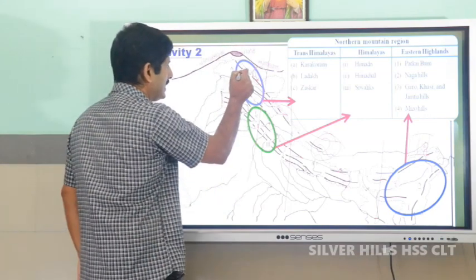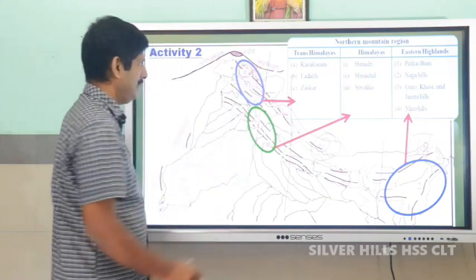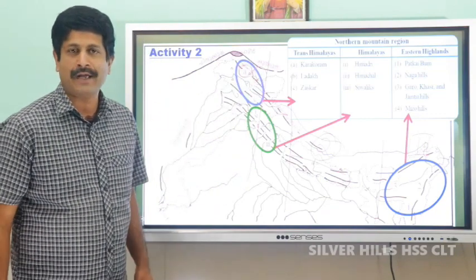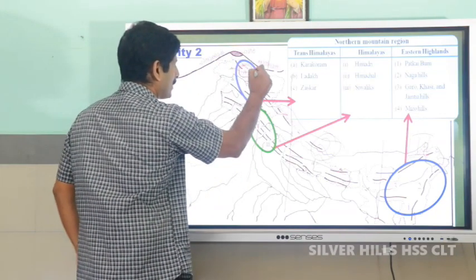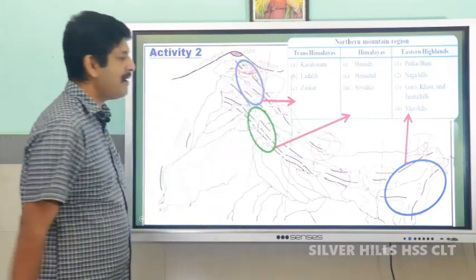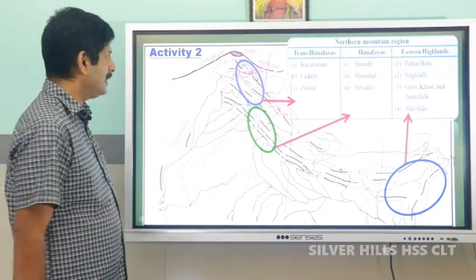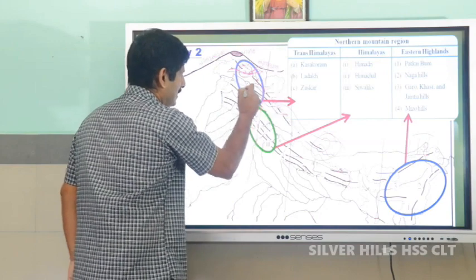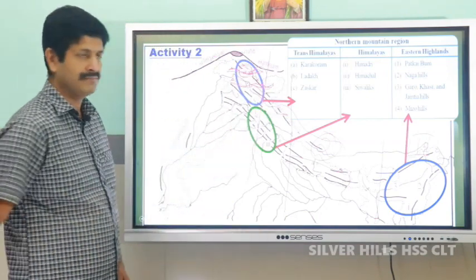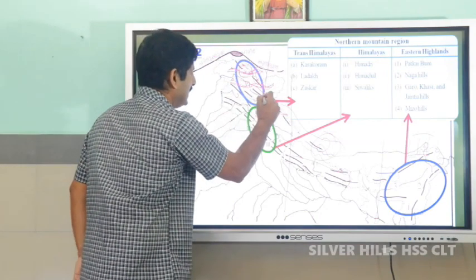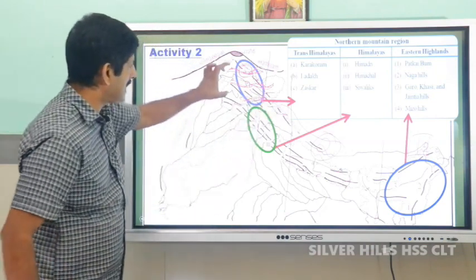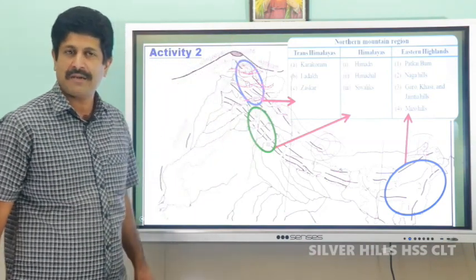The first point here, A, is called the Karakoram ranges. This is the point Karakoram. The second one is the Ladakh, here it is. And the third one is Zanskar. This is what comprises the Trans-Himalaya.